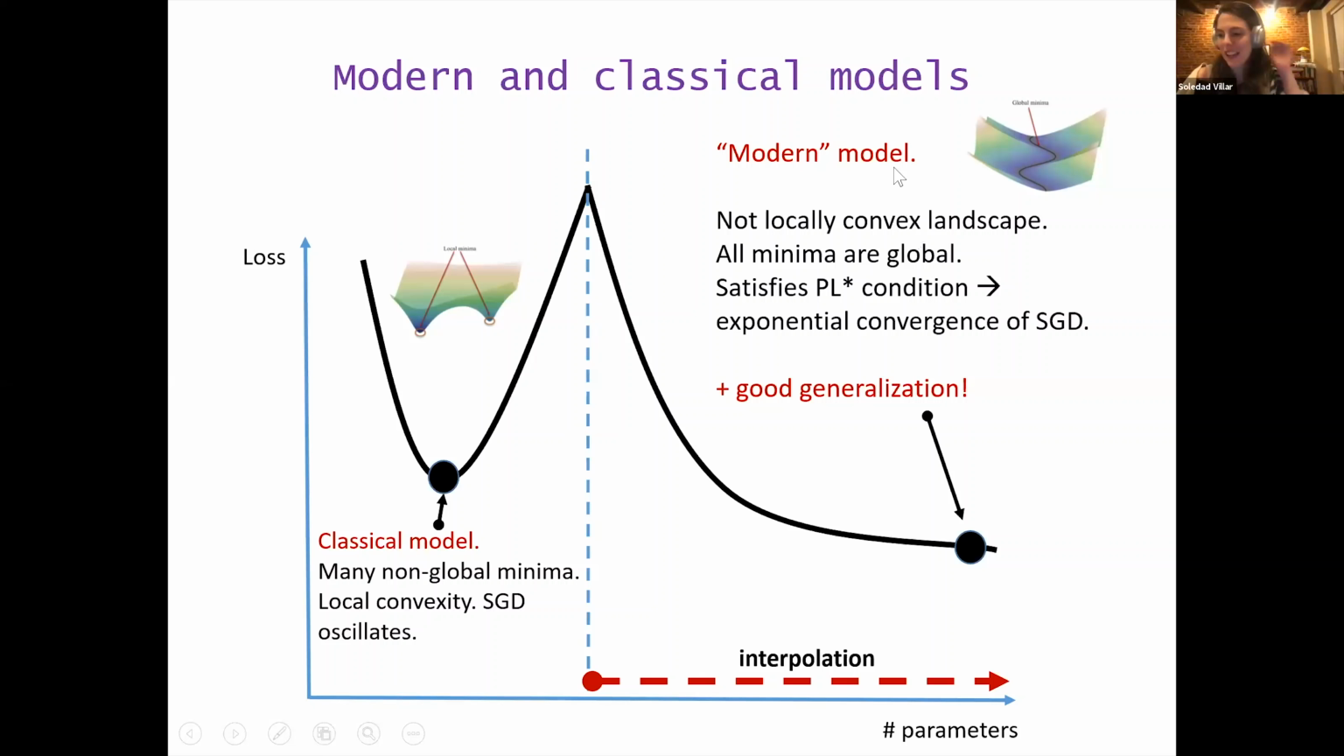So maybe I can start with my question. In your analysis, you have this condition on the conditioning of your kernel that tells you that you satisfy this PL star condition, and then can this condition be analyzed for models that are not the NTK? Maybe that's what you were trying to explain.